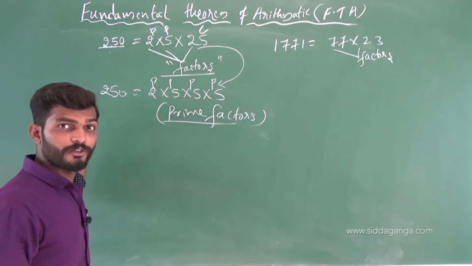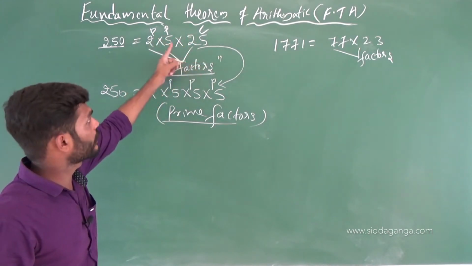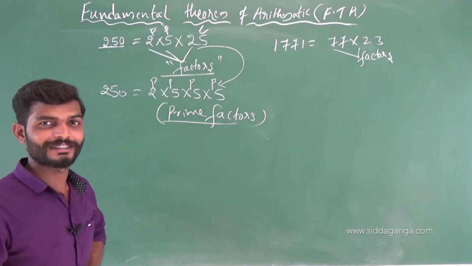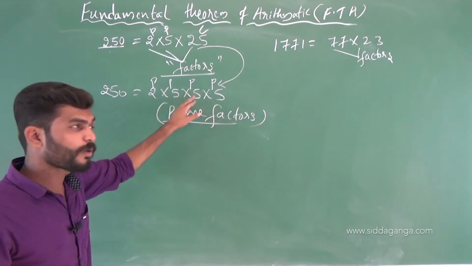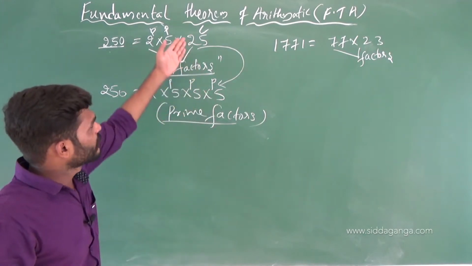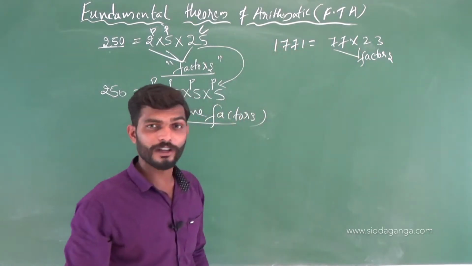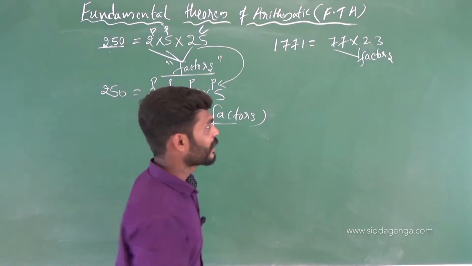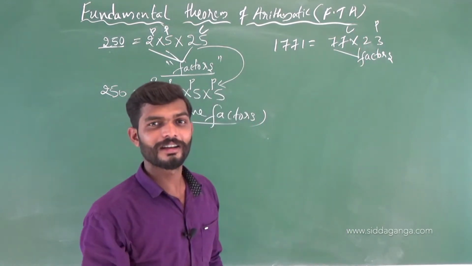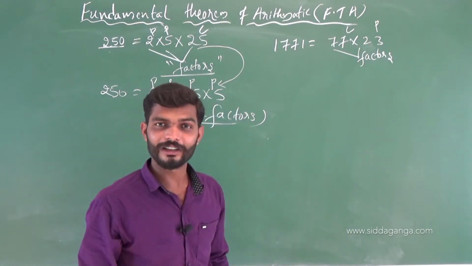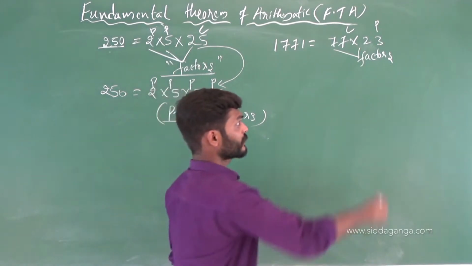These are the prime factors of 250. Why so? Because this expression, this expansion, 25 into 5 into 2, contains both prime and composite, whereas this expression, this expansion, 2, 5, 5, 5, contains only prime numbers or prime factors. These are just factors, these are prime factors. Now look here, these are just factors of 1771. Why so? Because maybe this is prime, but this is a composite number. Along with 1 and 77, 11 can divide 77, or else 7 can divide 77. Therefore it is a composite number. So these are just factors only.